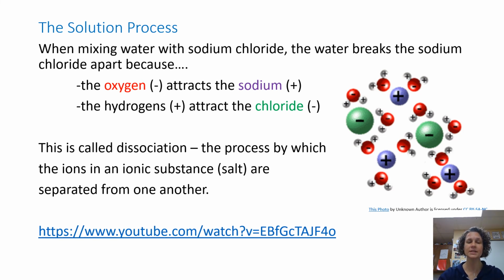This whole process is called dissociation. And I forgot to highlight that one, but this is called dissociation. And that's the process by which the ions in an ionic substance like salt are separated from one another. Now, this little video link, I'm not going to click on it because I'm not quite sure how that'll work, but hopefully if you can't click on it, you'll paste it into YouTube or search it up on YouTube. It shows a really simple video of this whole dissociation process. You'll probably laugh at the graphics, but it's a pretty good explanation.